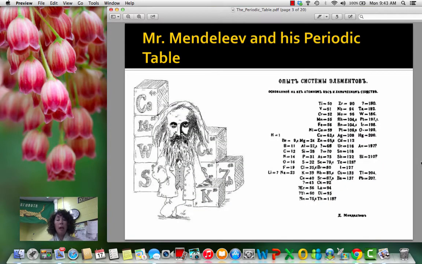And there is a short, sweet version of Mendeleev's periodic table. Now, you can see at the time he did not have all of the elements. They had not yet been discovered. So he used what he had.